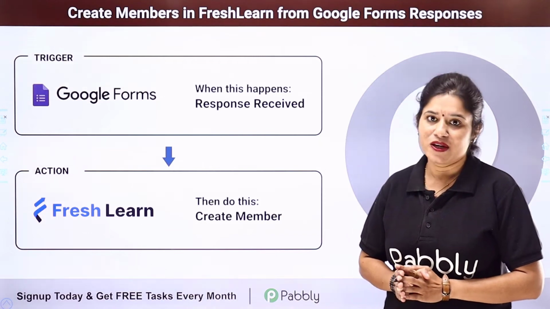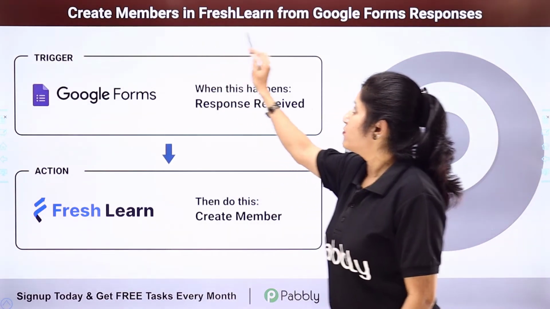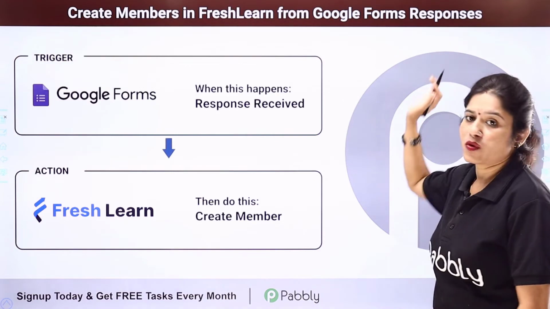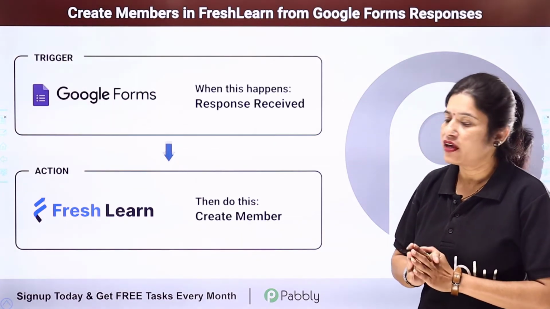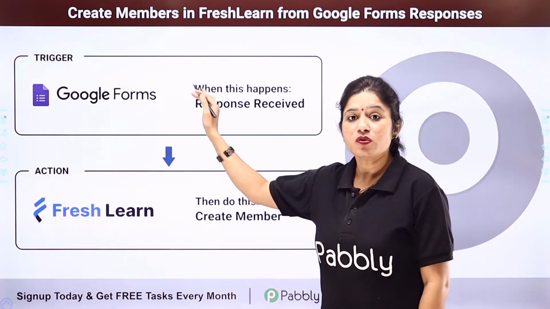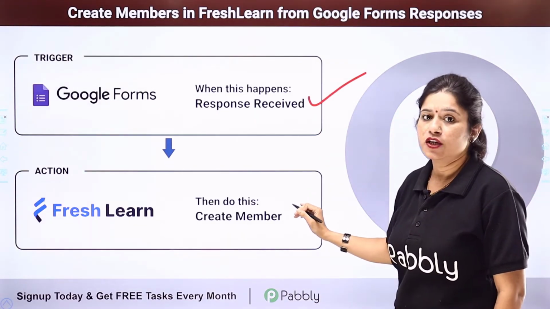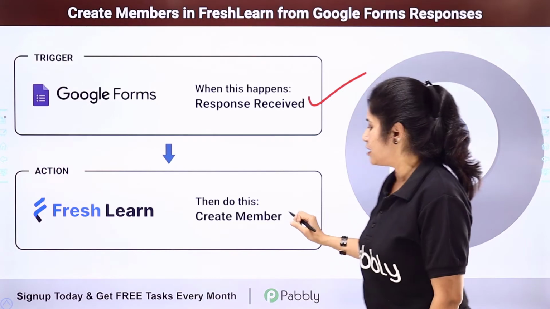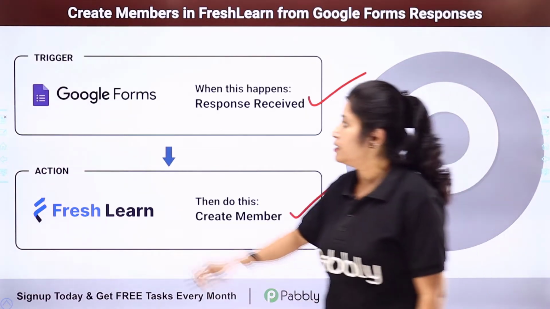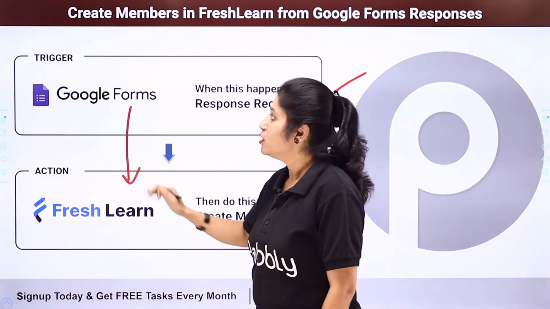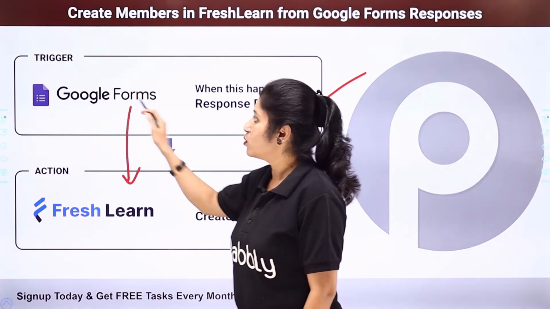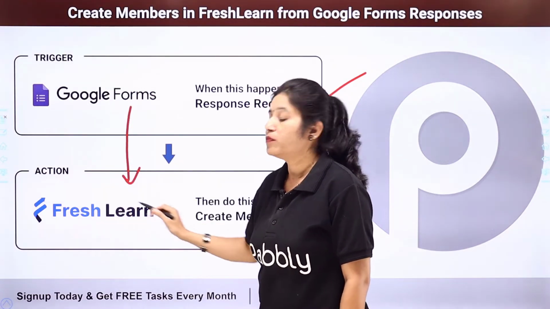In this video, we are going to learn how you can create members in FreshLearn from Google Forms responses. So the idea here is that whenever the Google form is filled, automatically using the details of the form submission, a new member should get created into your e-learning platform, that is FreshLearn. For that, you need to integrate Google Forms with FreshLearn. So here your trigger application would be Google Forms and your action application would be FreshLearn.